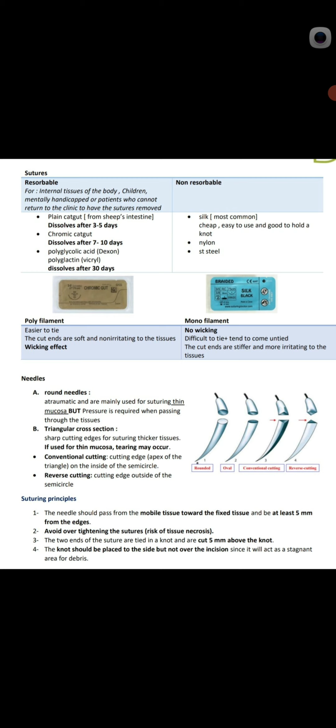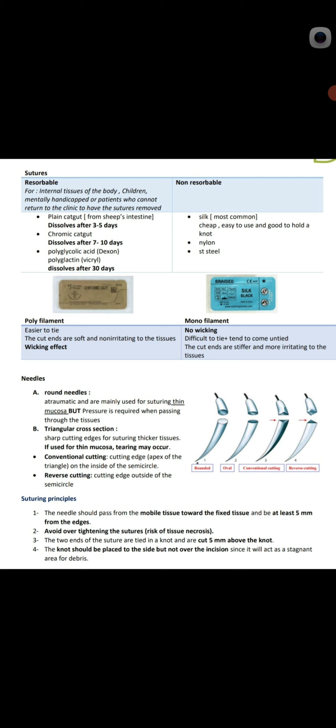Next is monofilament. Here the advantage is no wicking, meaning it does not pass fluids and microorganisms. However, it is difficult to tie, and knots tend to come undone. The cut ends are stiffer and more irritating to the tissue. These are the types of suture: natural and synthetic, resorbable and non-resorbable, and polyfilament and monofilament.